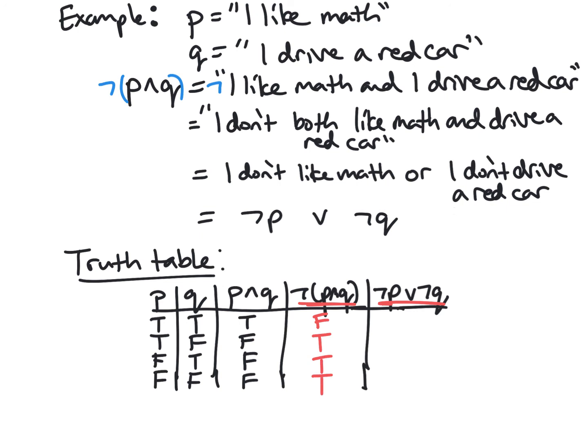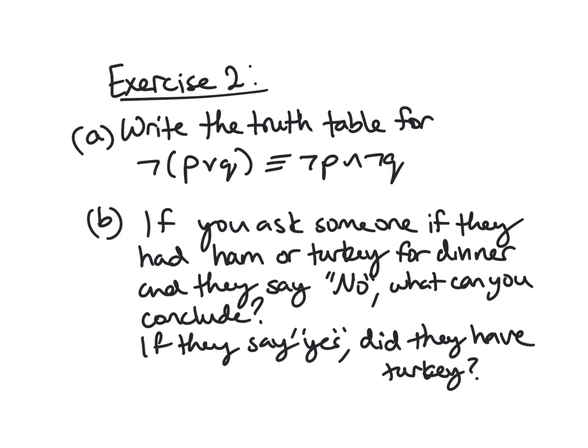And not P or not Q means that we're looking for at least one of P and Q to be false. So here, both are true, so this is false. In the other cases, not Q is true when Q is false, so this is true. Not P is false here, and then both are true in the last case. And so we see that the last two columns are equivalent, and so the propositions are logically equivalent.